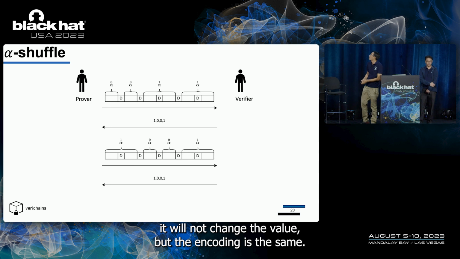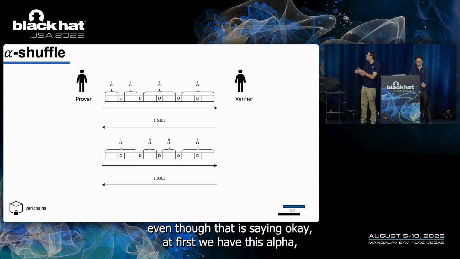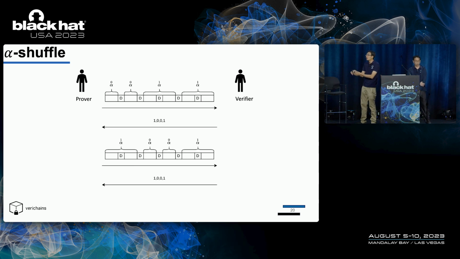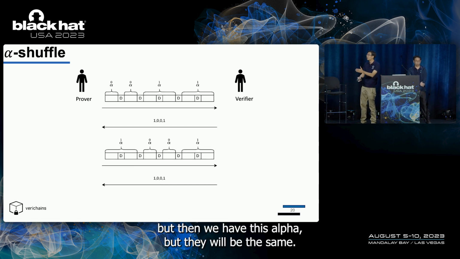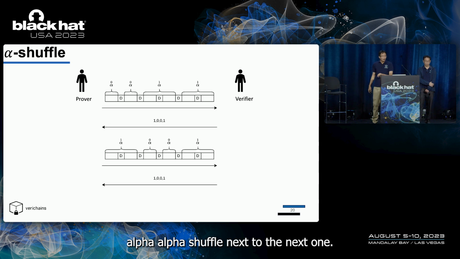the value, but the encoding is the same. So the challenge is the same. The challenge you receive is the same, even though at first we have this alpha, and then we have that alpha, they will be the same. So this is the basic of the alpha shuffle.